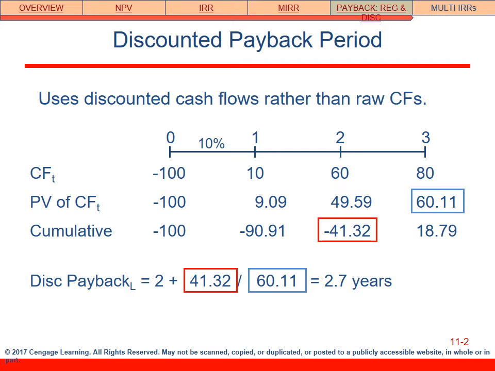$80 received 3 years into the future. Its present value is $60.11. So $80 is the future value, N is 3, the interest rate is 10, and the present value is $60.11. It is these cash flows that we're going to use to recover the $100 cost.